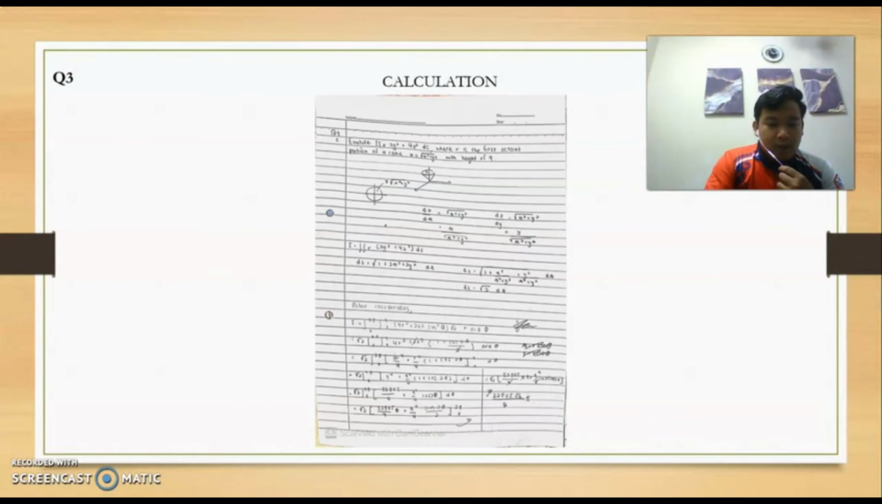Next is question C. For question C, we need to evaluate the equation. Firstly, we need to differentiate the function z against x and y. Then for the polar coordinates, we need to integrate it and we will get the answer, which is 2805 by 2 over 8 pi.